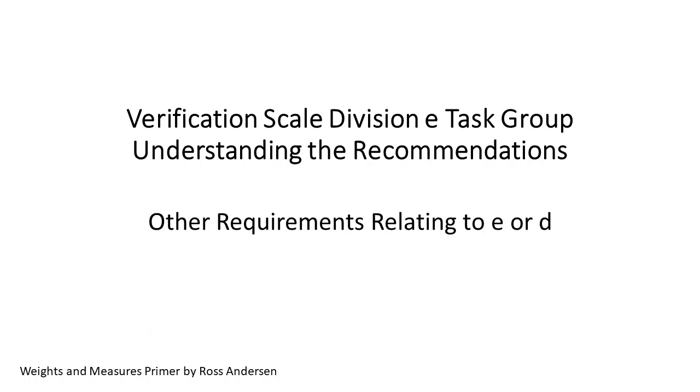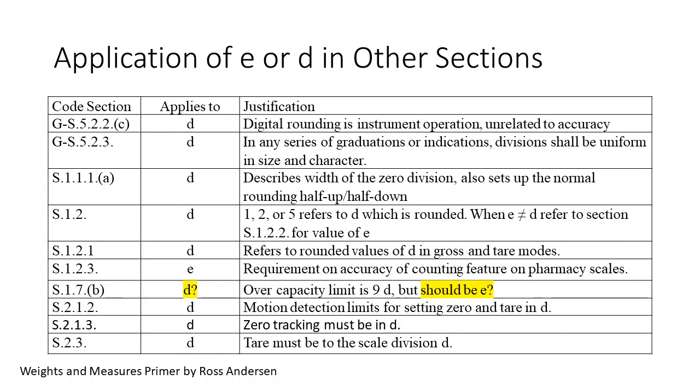Another part of the charge to the task group involved clarifying the application of requirements to D or E as appropriate. The distinction relates back to the issues of accuracy and precision in E and resolution in D. Here's a list of other sections and a clarification of whether E or D applies. I'll only mention a few of them, but please pause the video if you need to study the table in more detail.